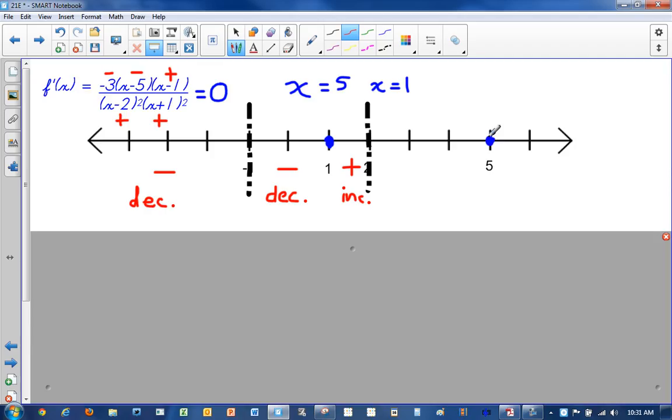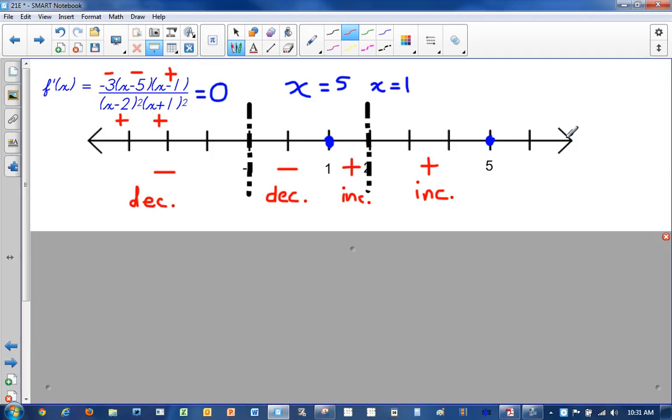Now let's look between 2 and 5. Okay, let's try a number like 3. Well, negative 3 is going to be negative. 3 minus 5 will still be negative. 3 minus 1 will still be positive, and the denominator will be positive. So between 2 and 5, the derivative is positive, meaning that the original function is increasing.